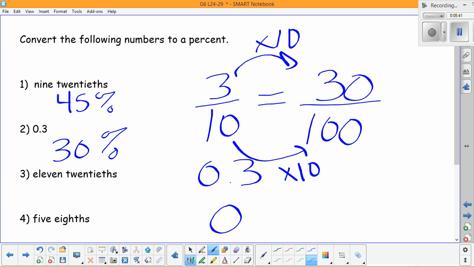Now, notice also that I could simply just go from the decimal by adding a placeholder 0, and now I can read 3/10 as 30 hundredths. They're equivalent to each other, but I can write that as 30%.